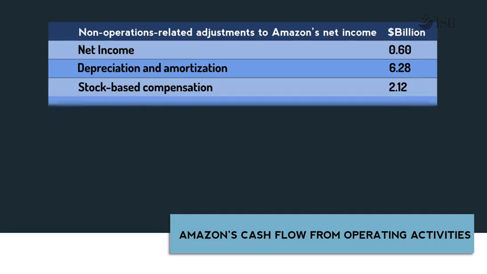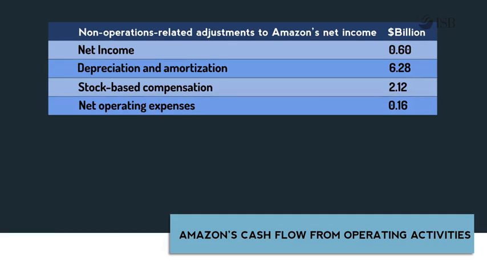Some of a company's operating expenses may not have been in cash, and so again the net income understates how much cash a company has. This amount must also be added back in full to the net income. Amazon's statement of cash flows reports this number to be $0.16 billion.